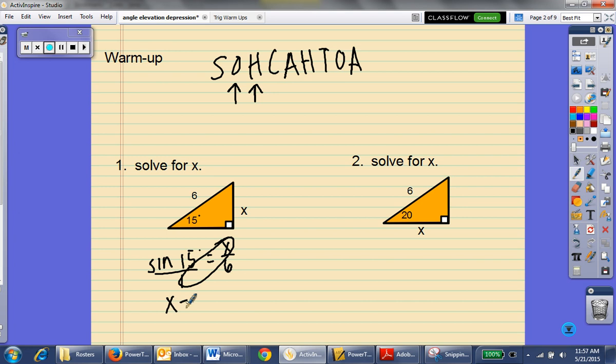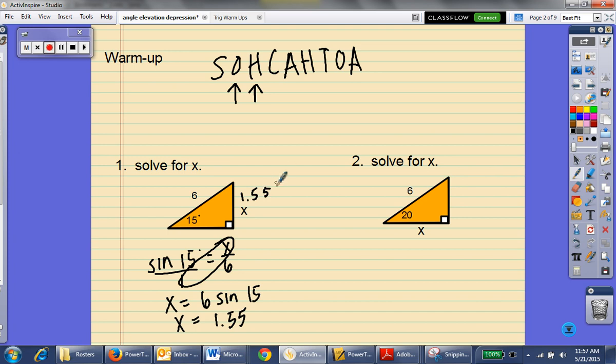So I get x equals 6 sine 15. Using the calculator, we can just type in 6 times the sine of 15. Typing that in, we get x equals 1.55, and I'll just round to 2 decimal places there. So 1.55 as a side length.